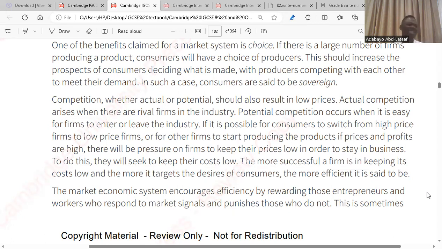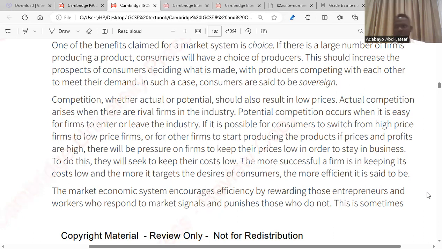We are going further now. Let's go back to where we are. When we get to market structure, we're going to talk more of oligopoly, monopoly, monopsony, perfect competition, imperfect competition. But here, let's focus on competition, which is still the market economic system. Market economic system will bring about competitiveness. Competitiveness, either actual or potential, will bring down the prices of goods and services.